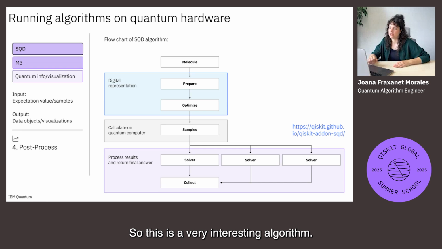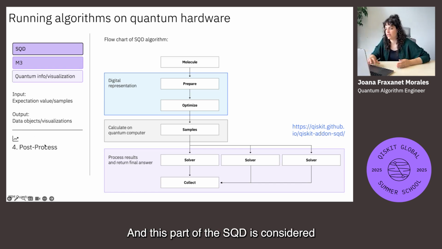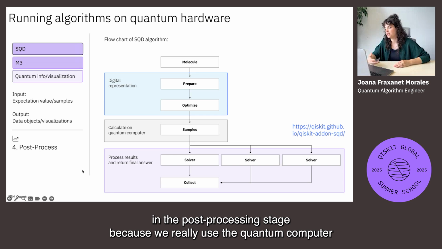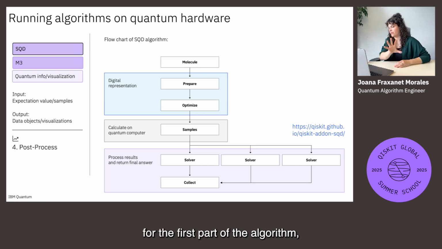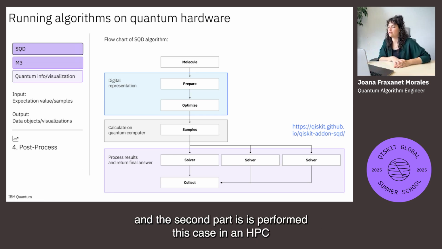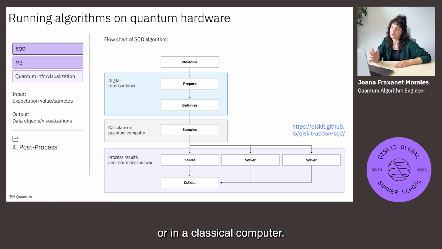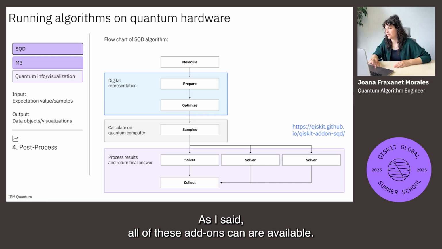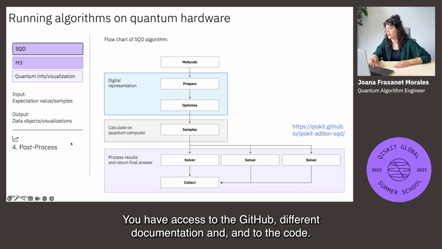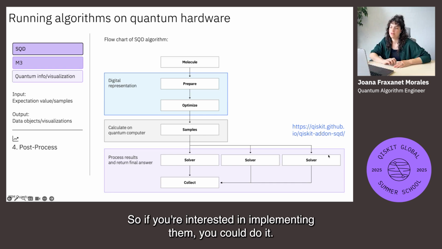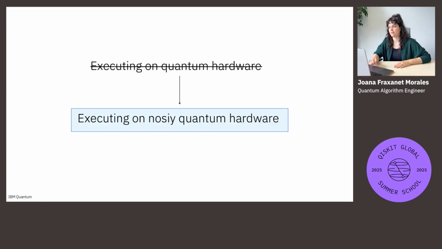So this is a very interesting algorithm, and this part of the SQD is considered to be in the post-processing stage because we really use the quantum computer for the first part of the algorithm, and the second part is performed, in this case, on an HPC or on a classical computer. As I said, all of these add-ons are available. You have access to the GitHub, different documentation, and to the code. So if you're interested in implementing them, you could do it.